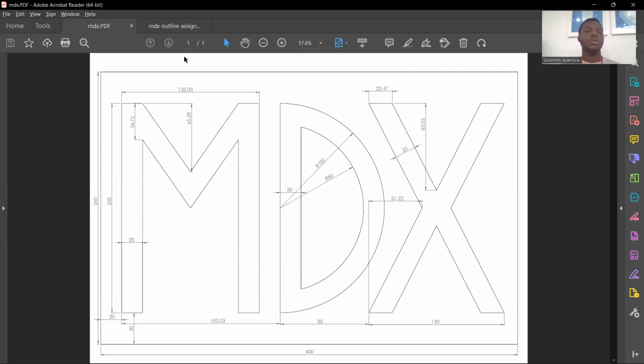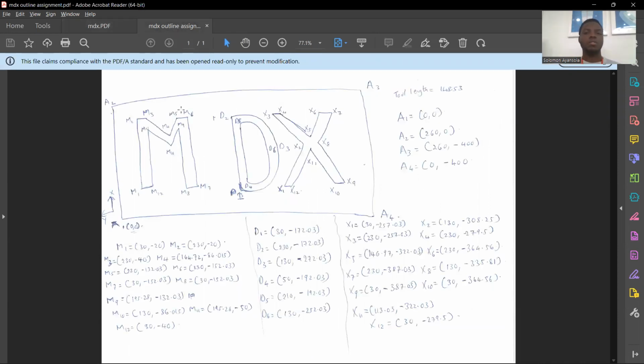of the letters. So in order to start the drawing, the first thing I did was to make a sketch of the frame and the letters so that I can derive the coordinate of each point of the corners of the letters relative to this point as our origin.